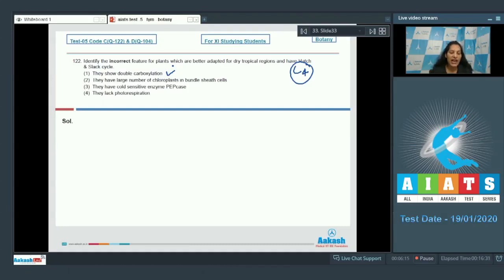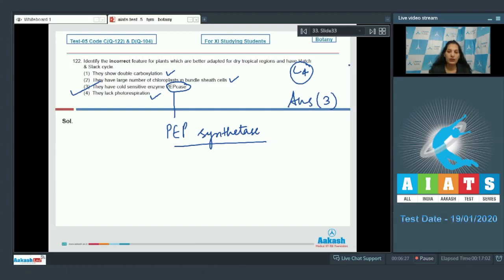Second one, they have large number of chloroplasts in bundle sheath cells. True. Fourth one, they lack photorespiration. True. Third one, they have cold sensitive enzyme PEPcase. PEPcase is not cold sensitive. It is the PEP synthetase which is cold sensitive, which is required for regeneration of PEP. So the correct option for the given question is option number 3. Let's move to the next question.